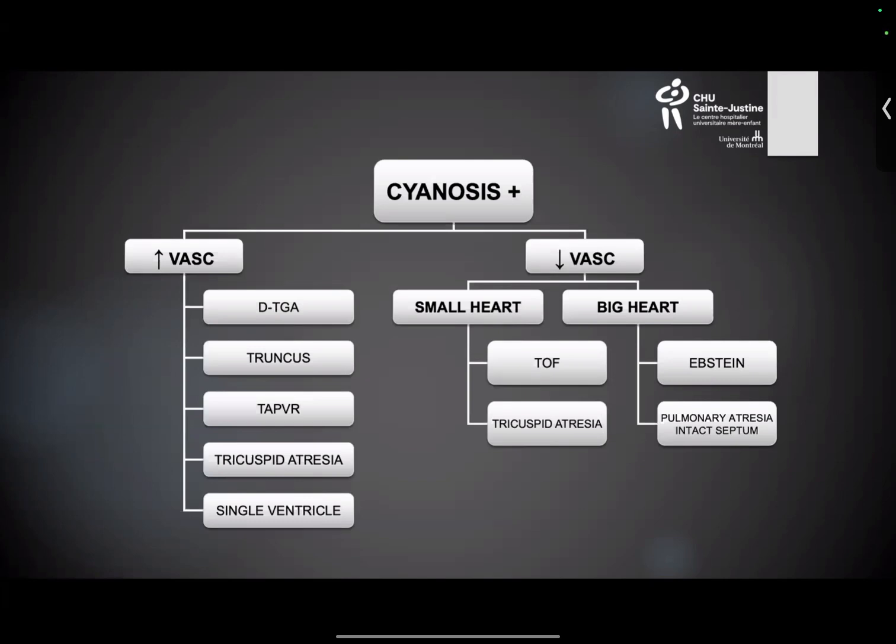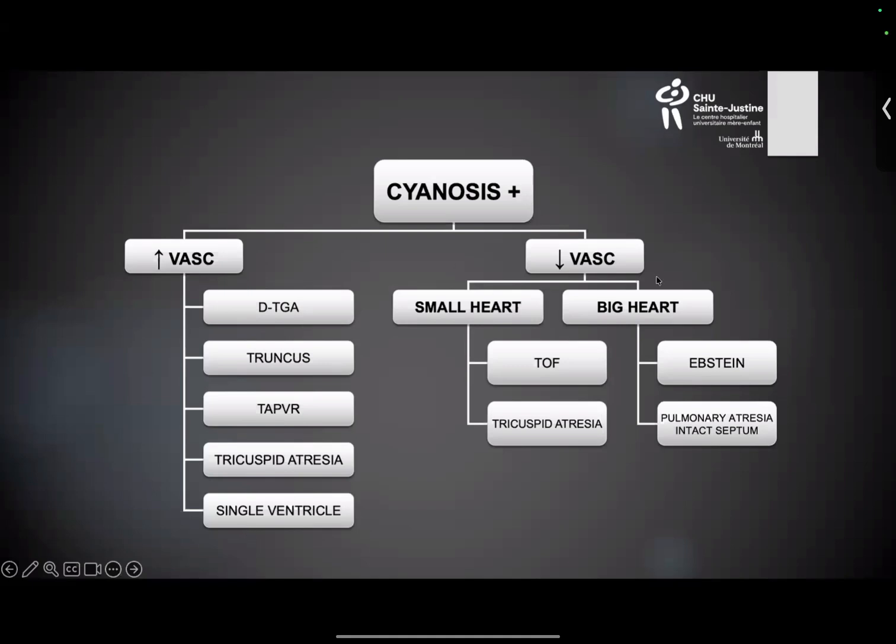Okay, so you have a blue baby. What do you check first? If you have a blue baby, you check vascularization. If your vascularization is increased, it means that you have a right to left shunt, so you have a mixing. And in those cases, you see your 5 T's. So DTGA, truncus arteriosus, total anomalous pulmonary venous return. You can have a tricuspid atresia, and the last T is single or tingle ventricle. So cyanosis, increased vascularization, your 5 T's.